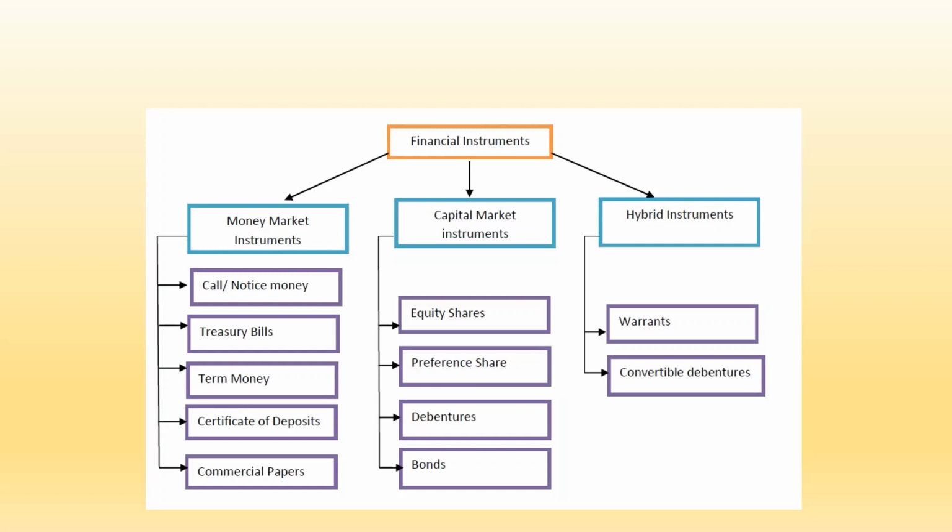In money market, there are call and notice money, T-bills, term money, certificate of deposit, then commercial papers. We have studied about this. Then in capital market, we will study about the equity shares, preference shares, debentures, bonds, then warrants, convertible debentures.